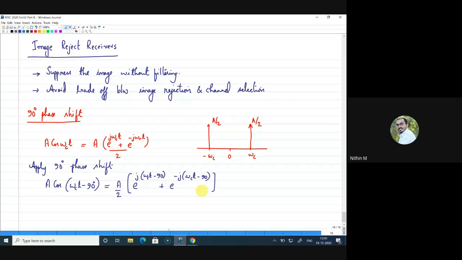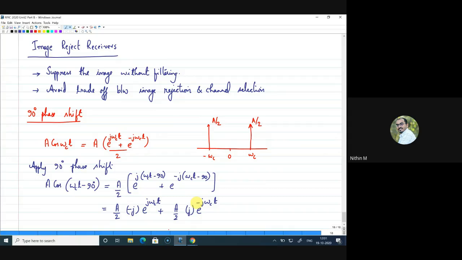Now when I simplify this further, you will have an A by 2 component, and this e to the power of j into minus 90 is nothing but minus j, into e to the power of jωct, plus, let me write it as two different components, A by 2 e to the power of minus j into minus 90, that is actually the j component itself, into e to the power of minus jωct, right.